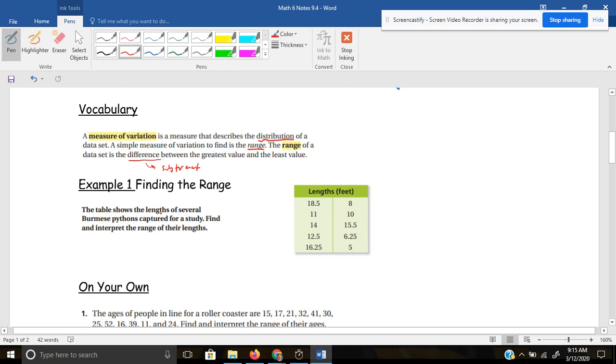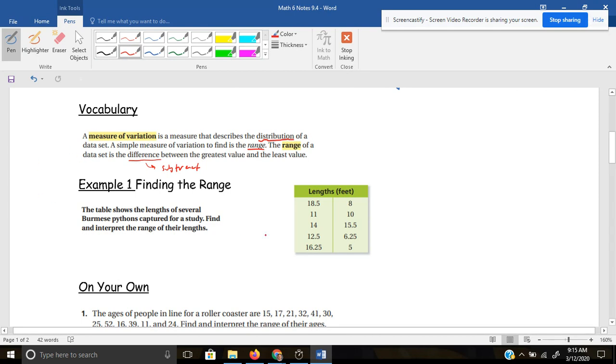The table shows the lengths of several Burmese pythons captured for a study. I would not want to run into one of those guys. Find and interpret the range of their lengths. All right, so you can see here we've got the different lengths of these pythons that were captured. Sometimes they'll tell you order the data from least to greatest. I'm just going to look at my data here.